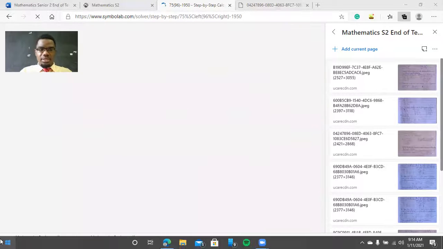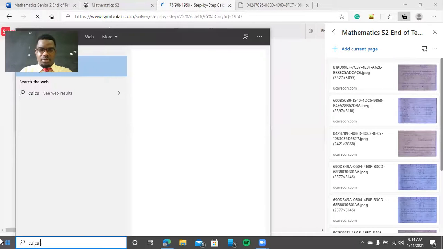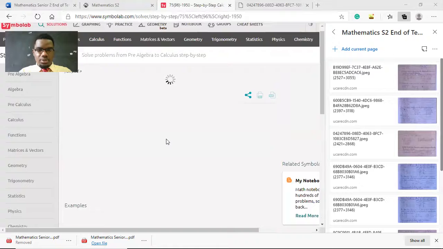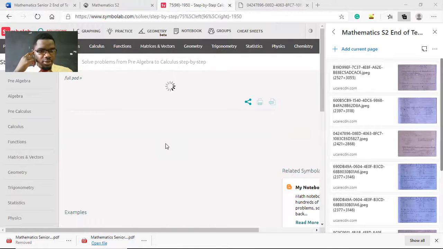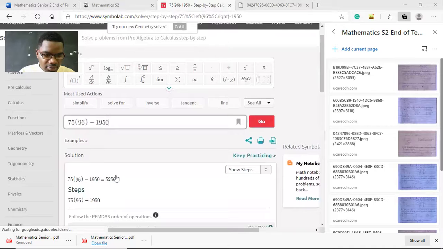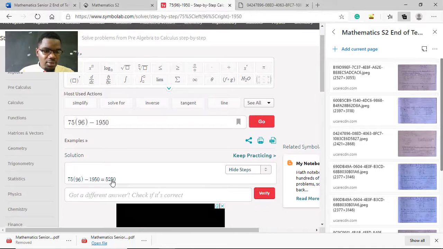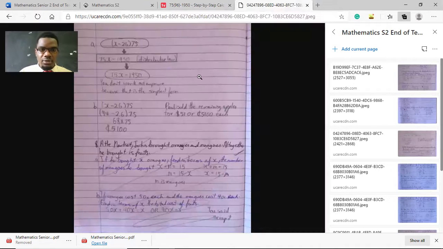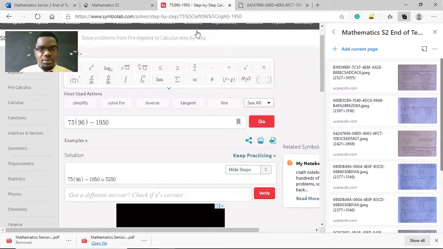Just for argument's sake, let me just put it here. Okay, there we go. It's loading up. So the answer, as I said, should be 5,100 or 5,000 around there. Okay, good. So this means that it's close to the value. So we know that it's correct in some way, right? So it's 5,250. And the answer that we got was 5,100. So there's some little errors with this person's calculation, but nevertheless, it's the same process, right? Okay.